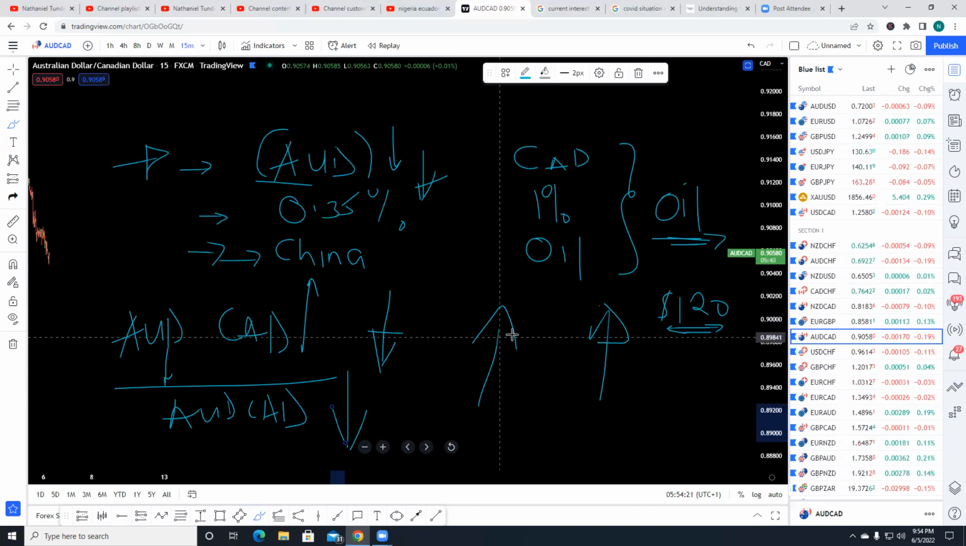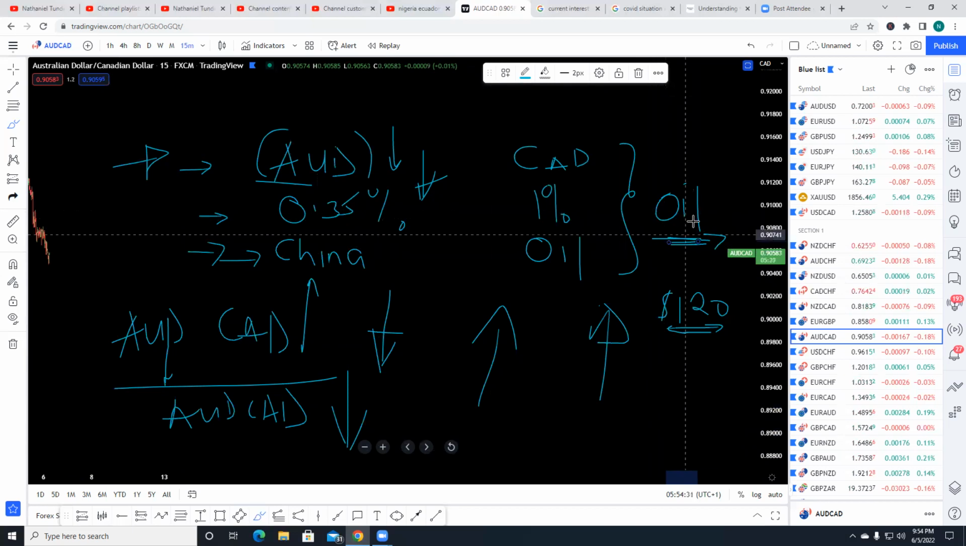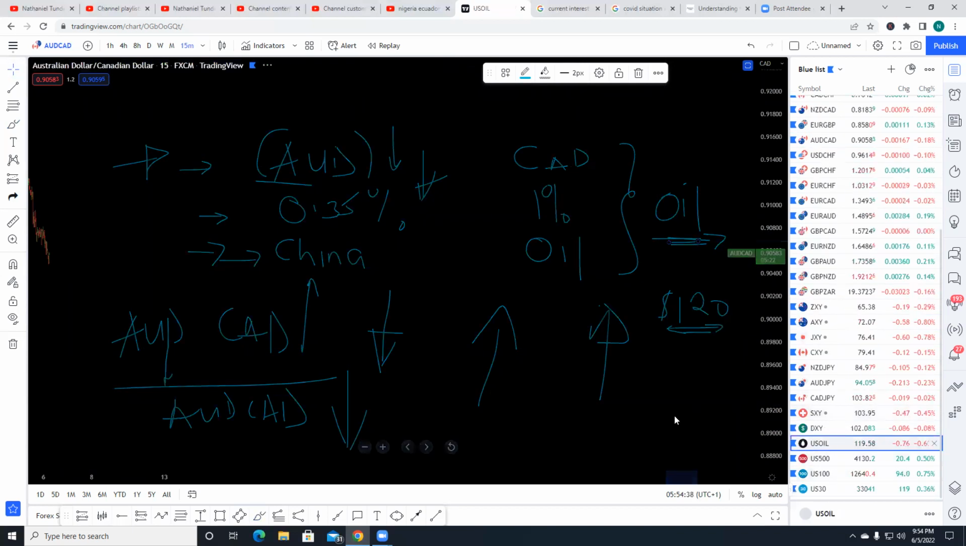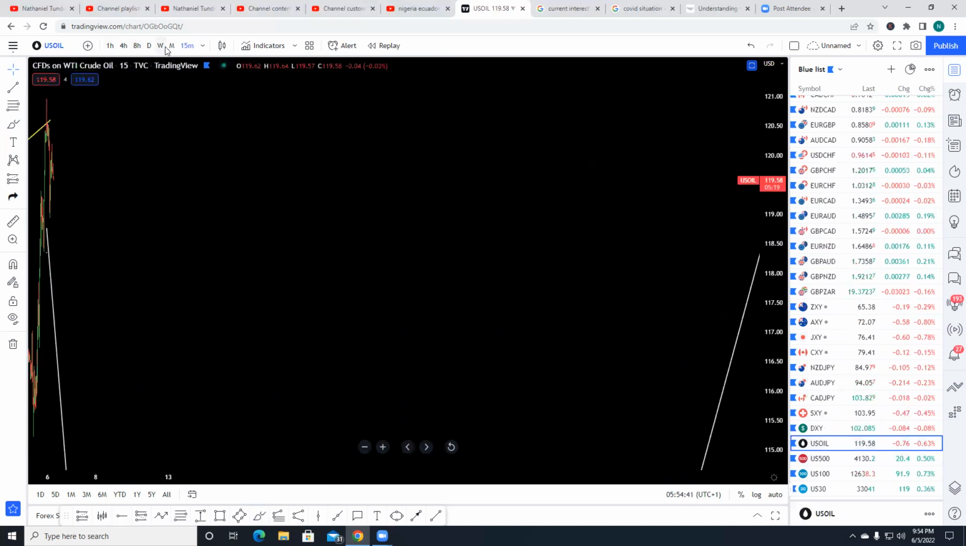What I need to do now is look at my analysis. Which one has a chart that I can view that will help me in this analysis? I'm seeing oil here. So what I will do, guys, is quickly go to oil and see the chart on oil. I'll see the technicals on oil.